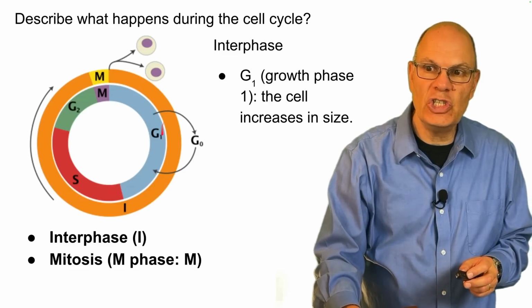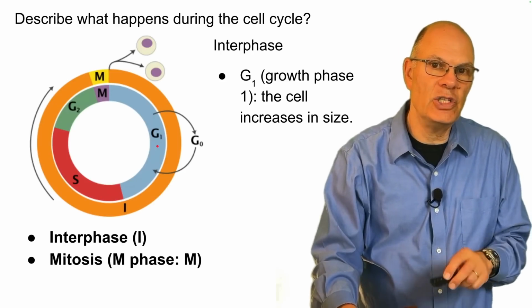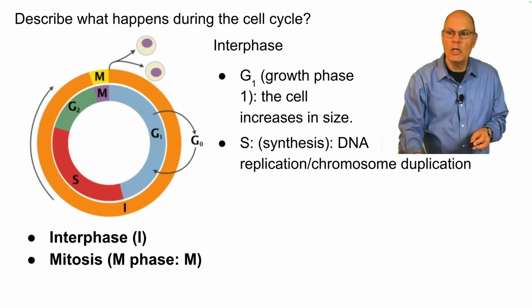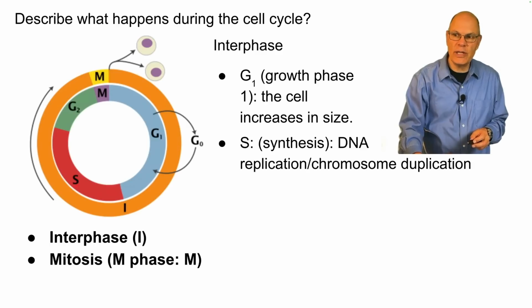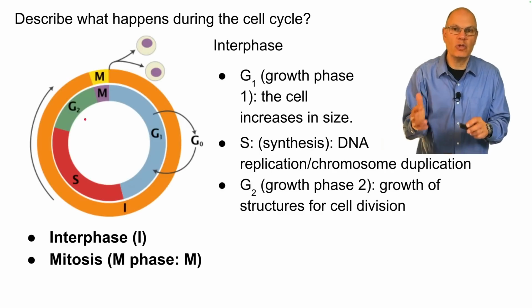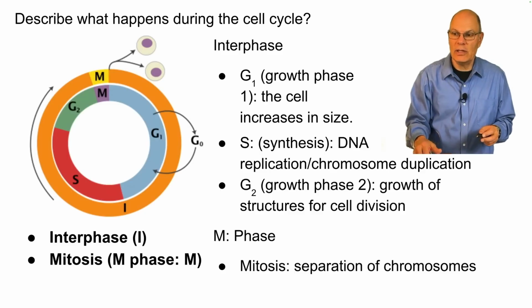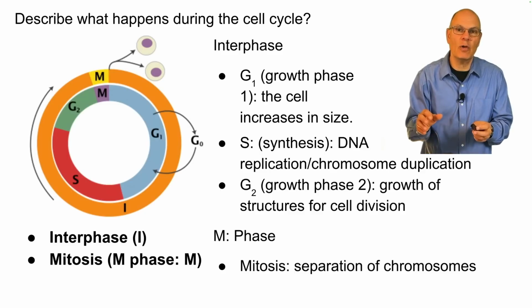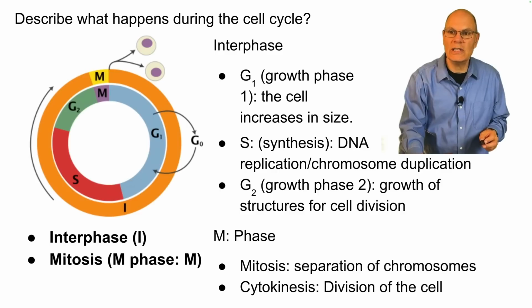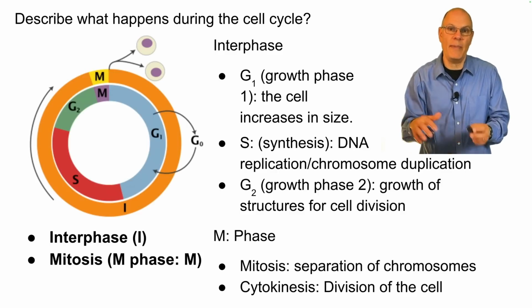The first is G1, and during G1, the cell increases in size. G1 stands for growth phase 1. During S, which stands for synthesis, you have DNA replication or chromosome duplication. And during G2, growth phase 2, you have the growth of the structures that are required for cell division. During M phase, you have mitosis, separation of the chromosomes followed by cytokinesis. So at the end, you have 2 daughter cells that are clones of the parent cell.